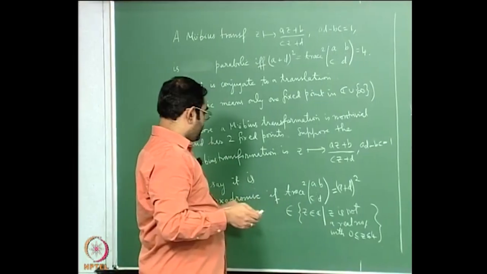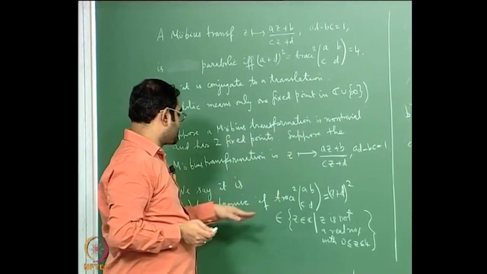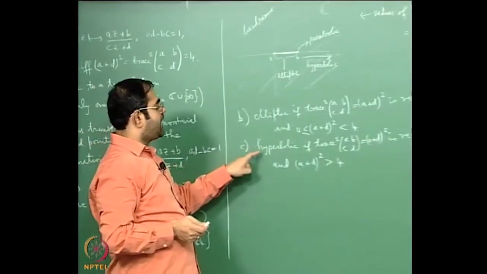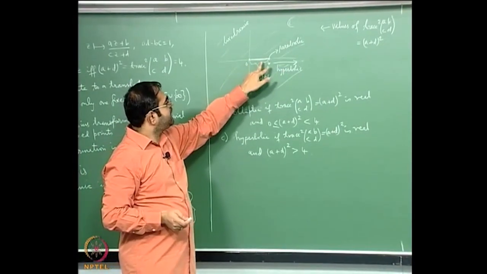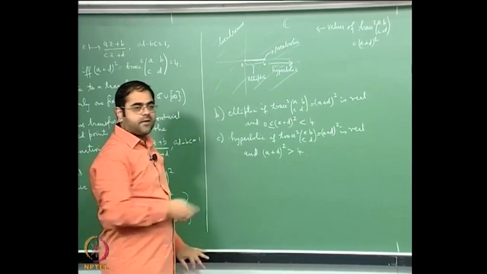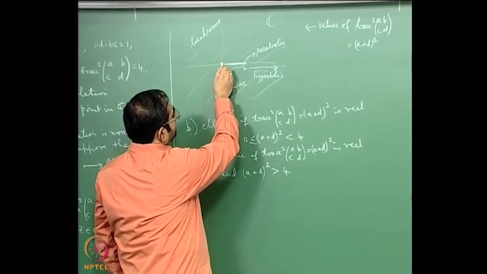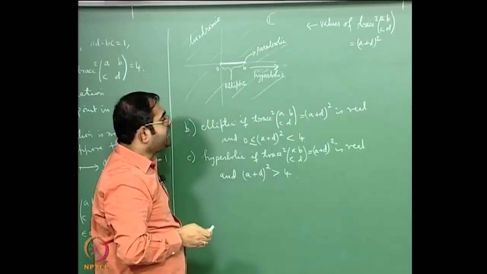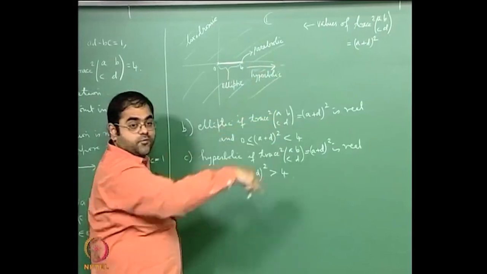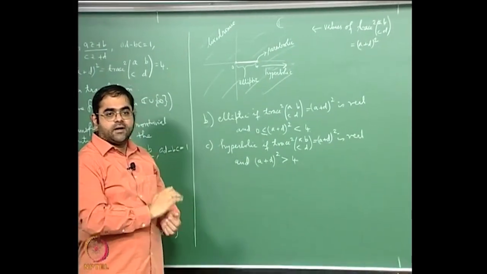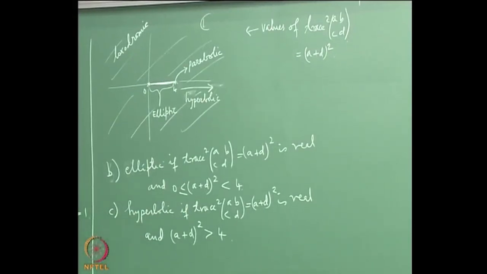And you can see that all these definitions are mutually exclusive, except for the fact that a hyperbolic transformation is a very special type of loxodromic transformation, okay. And so if trace squared is real and lies between 0 and 4, then it is elliptic. If it is equal to 4, it is parabolic. If it is greater than 4, it is hyperbolic. And any other value if it takes, then it is loxodromic, okay. So these are the important definitions, okay.